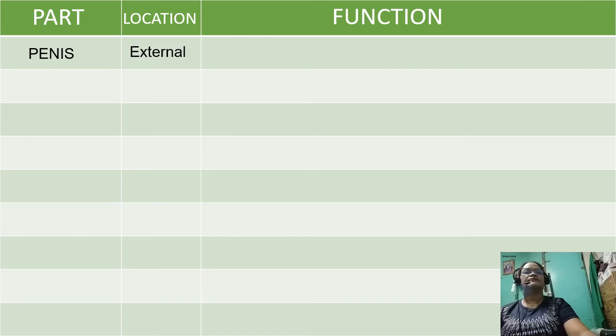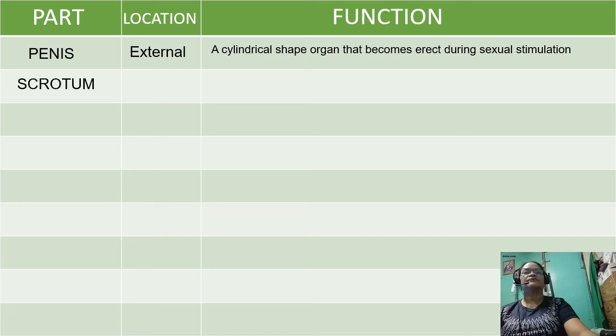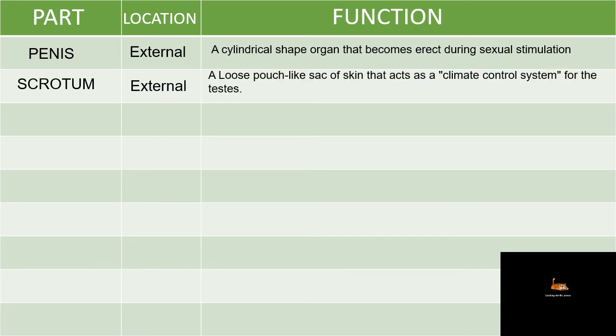Let's have the penis. The location is external. This is a cylindrical organ that becomes erect during sexual stimulation. Next to penis is the scrotum. This is a loose pouch-like sac of skin that acts as a climate control system for the testes.